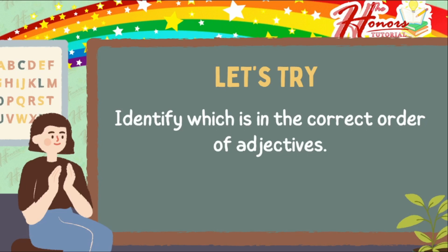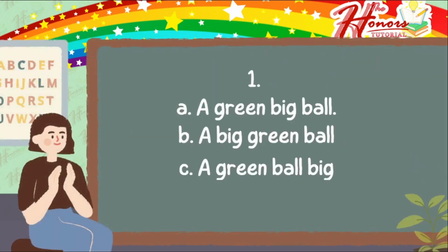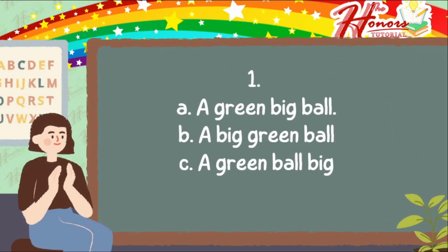So you're going to identify which is in the correct order of adjectives. Are you ready? Alright, very good. Let's start. Number 1. Which one is correct? A. A green big ball. B. A big green ball. Or letter C. A green big ball. What do you think is the correct answer?